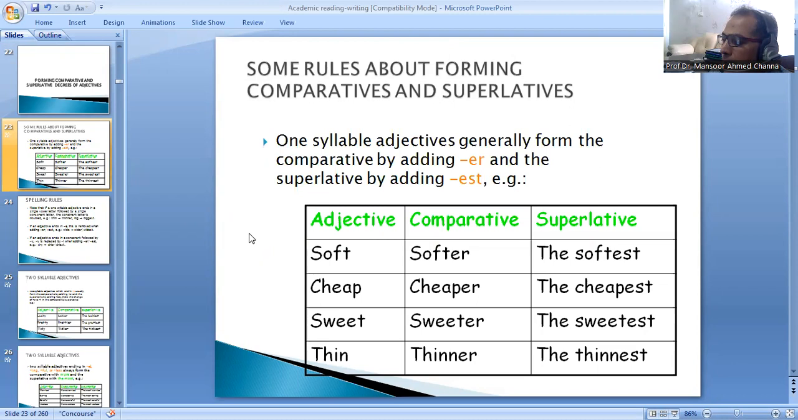-est. For example, soft, S-O-F-T, softer, the softest; cheap, cheaper, the cheapest; sweet, sweeter, the sweetest; thin, thinner, the thinnest. Means in the comparative we added -er: soft, softer; cheap, cheaper; sweet, sweeter; thin, and that becomes thinner. For the superlative, we added -est to soft: softest, cheapest, sweetest, thinnest.